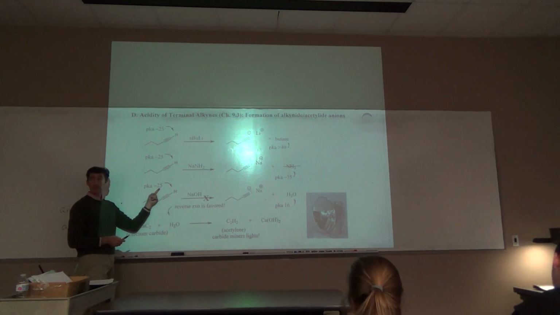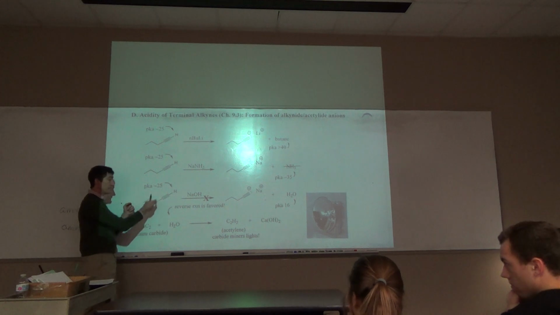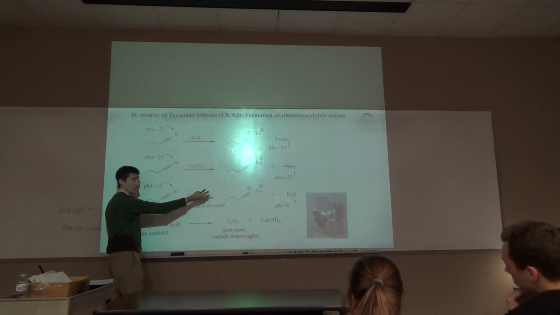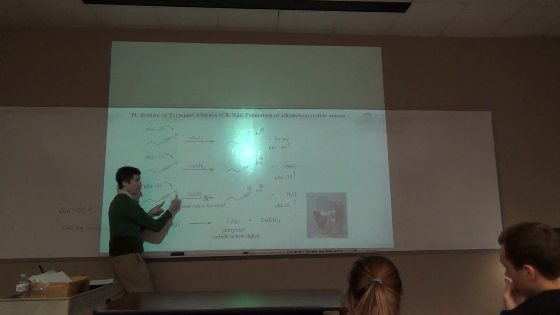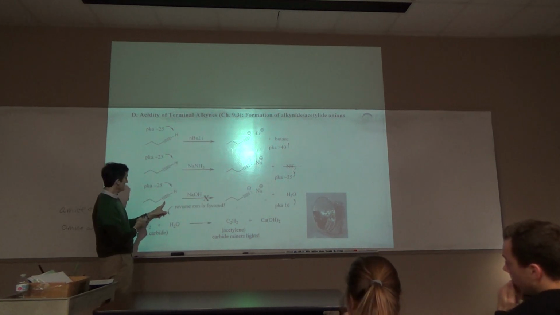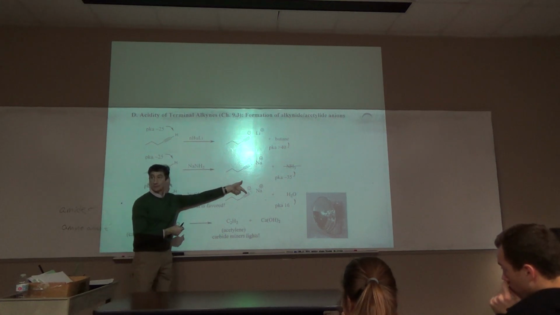16. This is 25. Which side's favored? 25 or 16? This side's favored. So that means once equilibrium is established, you're going to have more of which side? This. Not the anion, but the H on. And the difference is 10 to the 9. You're going to have a billion of these and only one of those.